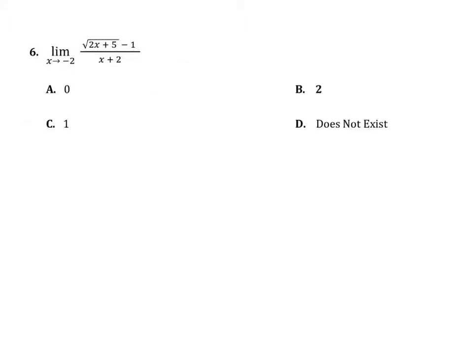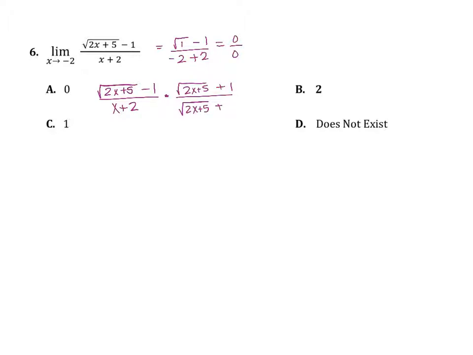Okay, on number 6, if we substitute in our -2, we are going to end up with the square root of 1 minus 1 over -2 plus 2, and that's going to give us 0 over 0, which means we need to factor or rationalize. Something's going on here. So we're going to rationalize. So I have the numerator square root of 2x plus 5 minus 1 over x plus 2. And now I'm going to multiply top and bottom by the square root of 2x plus 5 plus 1. We're multiplying by the conjugate.